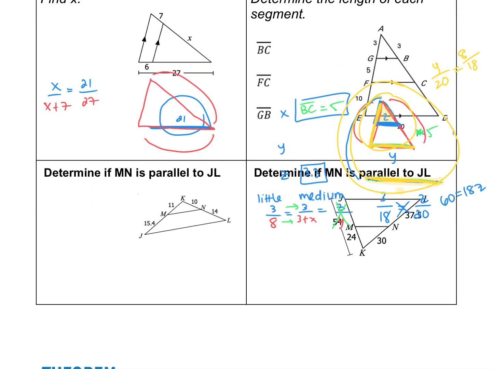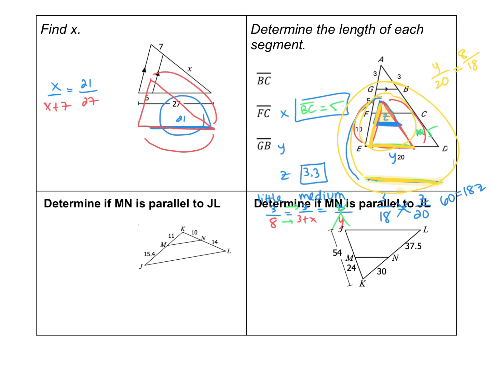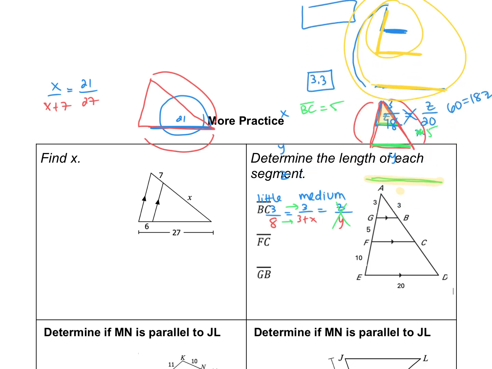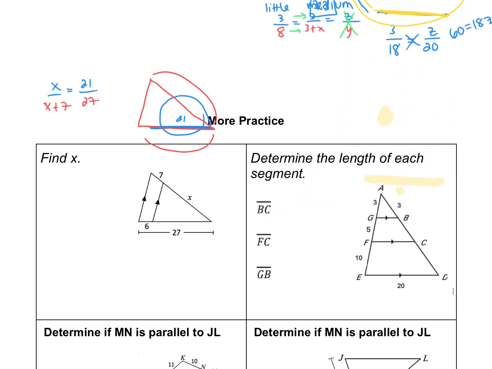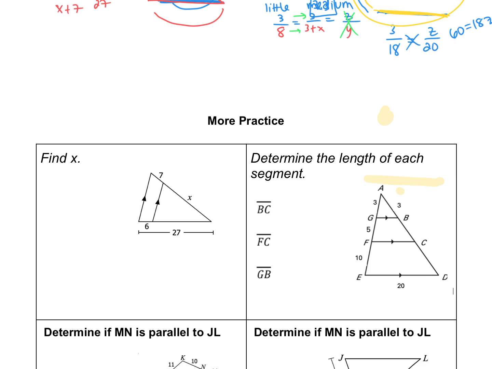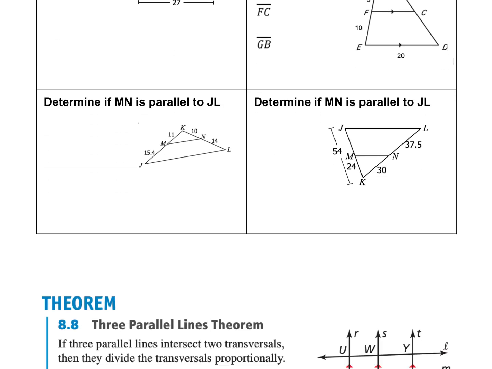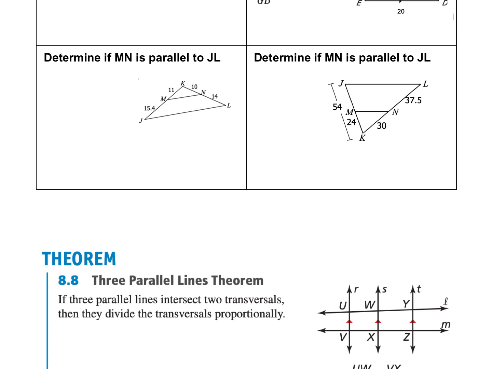Okay, last two that I want to set up. The theorem also works the other way. It helps us determine if lines are parallel. So you'll notice in these last two examples, we don't actually have anything to solve for. There's no x. All you're doing is just setting up the same proportions that we did before.